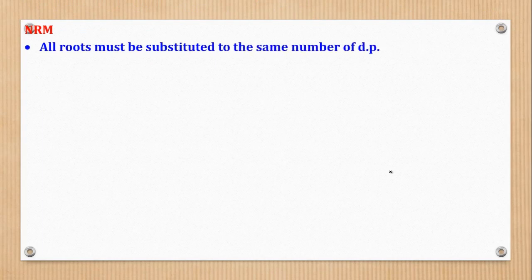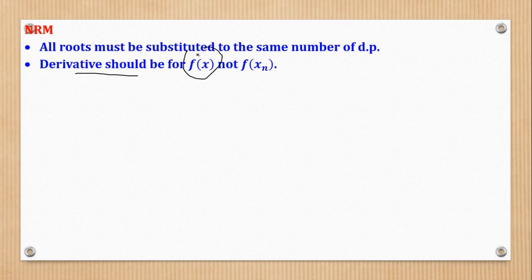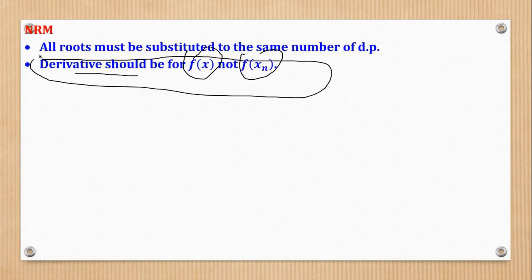The Newton-Raphson method, here there are 2 comments which are common. One is that all roots must be substituted with the same number of decimal places. If you choose 5, make sure you use 5 throughout. x0, x1, x2, x3, all must have 5 decimal places. Then the derivative should be for this and not this. So this one, many students lose very many marks because of that point.